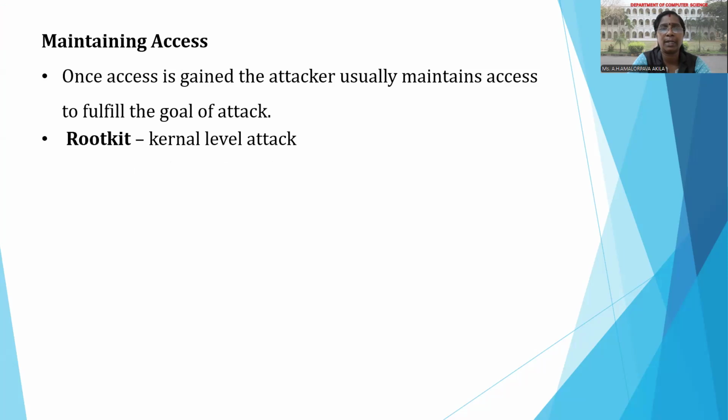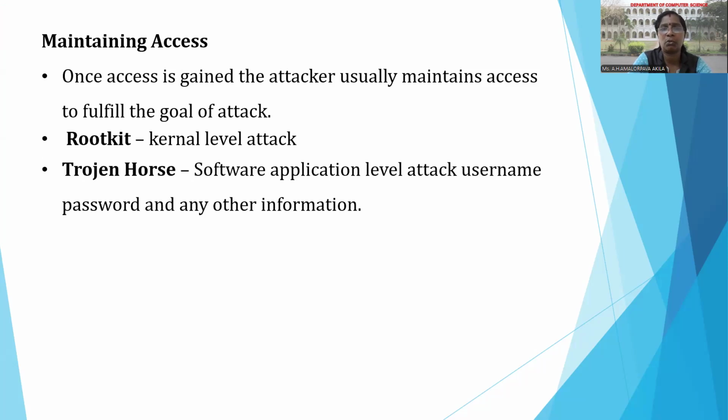There are some tools associated with maintaining access. Rootkit is a kernel level attack that can be carried out by the hacker. The next one is Trojan horse. It is a malicious software, an application level attack. User passwords and their information can be extracted by the attackers.